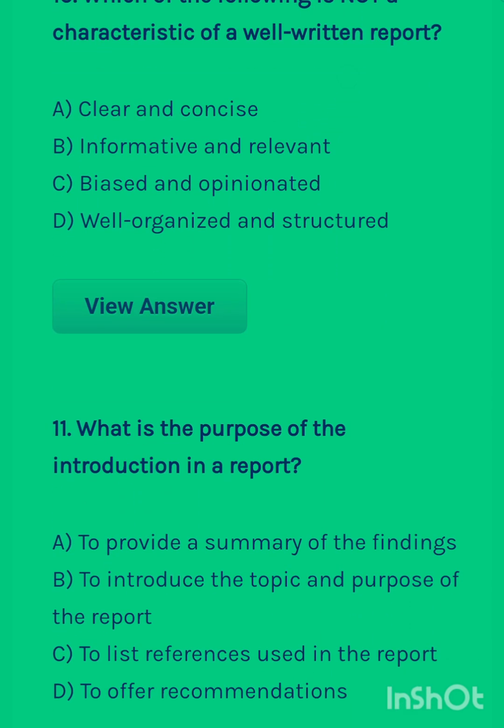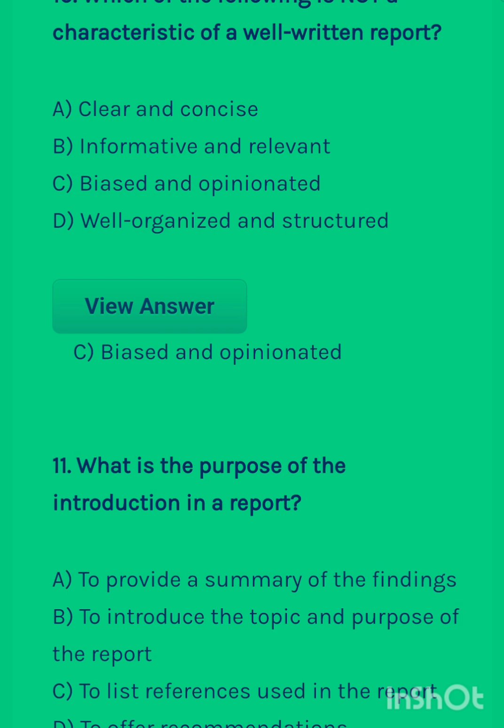Next question is, which of the following is not a characteristic of a well-written report? Number 1, clear and concise. Number 2, informative and relevant. Number 3, biased and opinionated. Number 4, well organized and structured. Correct option is option C, biased and opinionated.